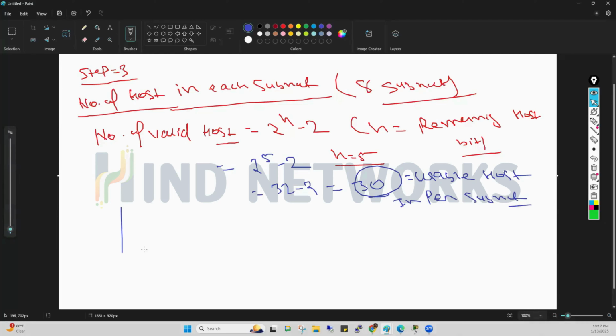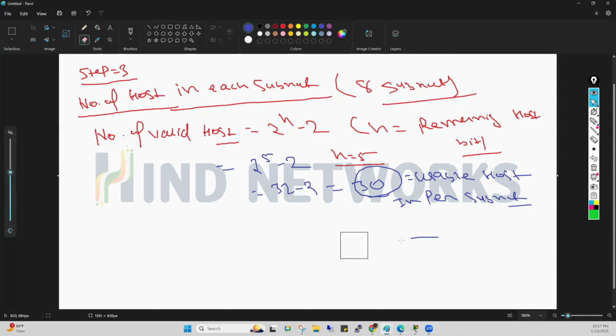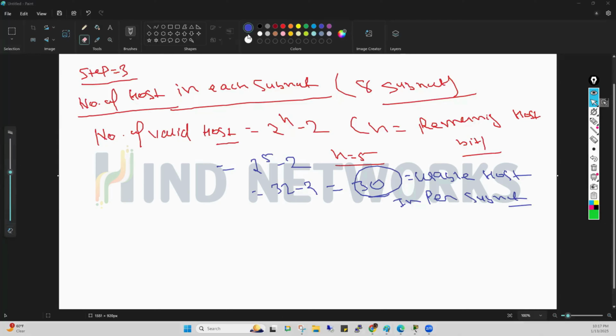It means, for example, subnet 1, subnet 2, subnet 3, subnet 4, like this. In each subnet, how many IP addresses will you get? 32 IP addresses, and you can assign them to any device. Getting my point? Clear, guys?